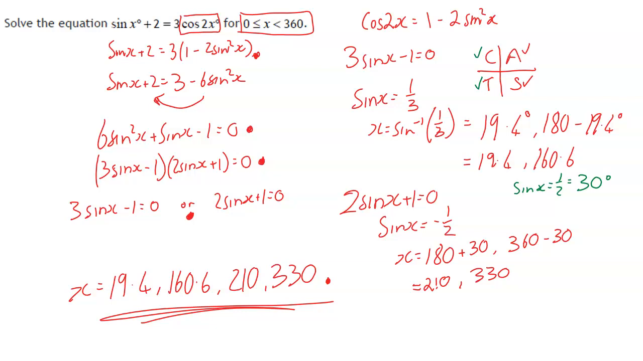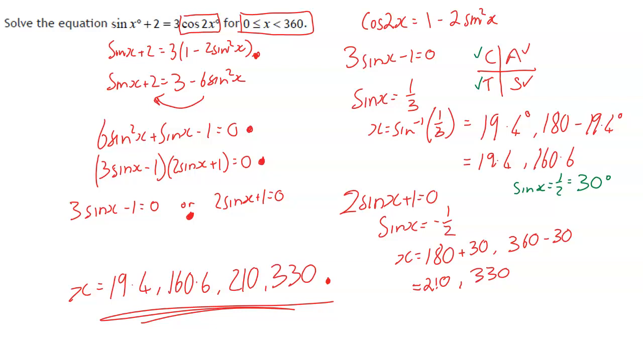However, I actually still could gain mark 4 if I solved the 3 sine x minus 1 equals 0 correctly and got 19.4 and 160.6. So like I say, it could be marked horizontally or vertically for these types of questions. So just because you make a mistake on one line doesn't necessarily rule out 2 marks overall. You still could get it. So bear that in mind when we're working with it.